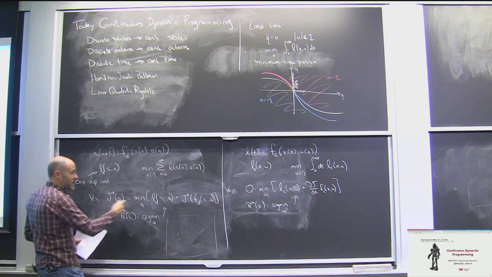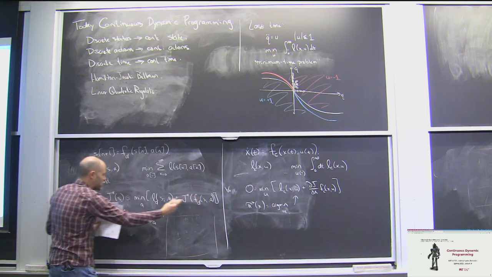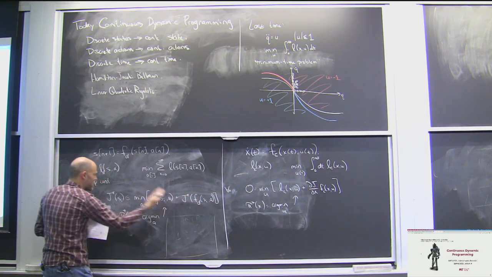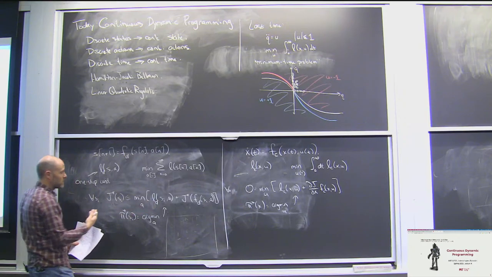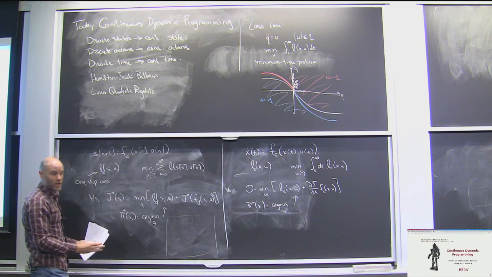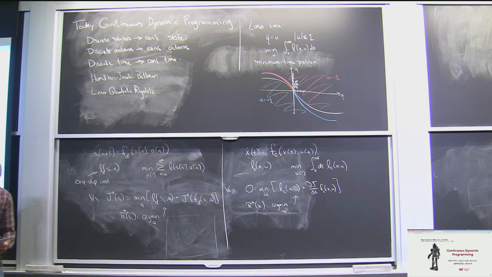We also got an algorithm out of it, which was, we took this and made an estimate of J and pumped it into the next estimate of J and had an iterative algorithm that worked out to have some magical properties. So we want to have all the same kind of tools in continuous time, and we'll work up to that.